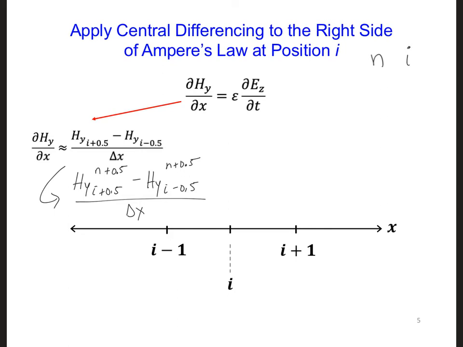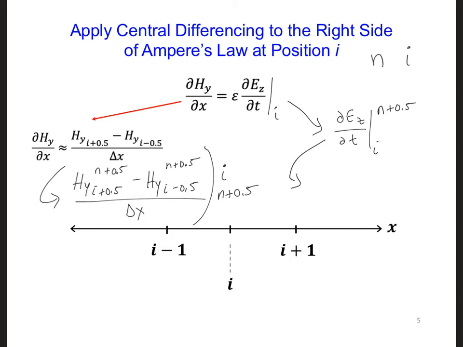So now that we've chosen a position and time step at which to solve the left side of this equation, the left side is being evaluated at position I and time step n plus 0.5. Now we need to solve the right side of the equation at the same position and the same moment in time. So that means this, we had said earlier it's at position I. Now we're going to say it's at position I, but also at time step n plus 0.5. And now we can apply central differencing, going a half of a time step in each direction around n plus 0.5, we get EZ at position I, n plus 1, minus EZ at position I, n, and those are separated by one full time step, delta t.